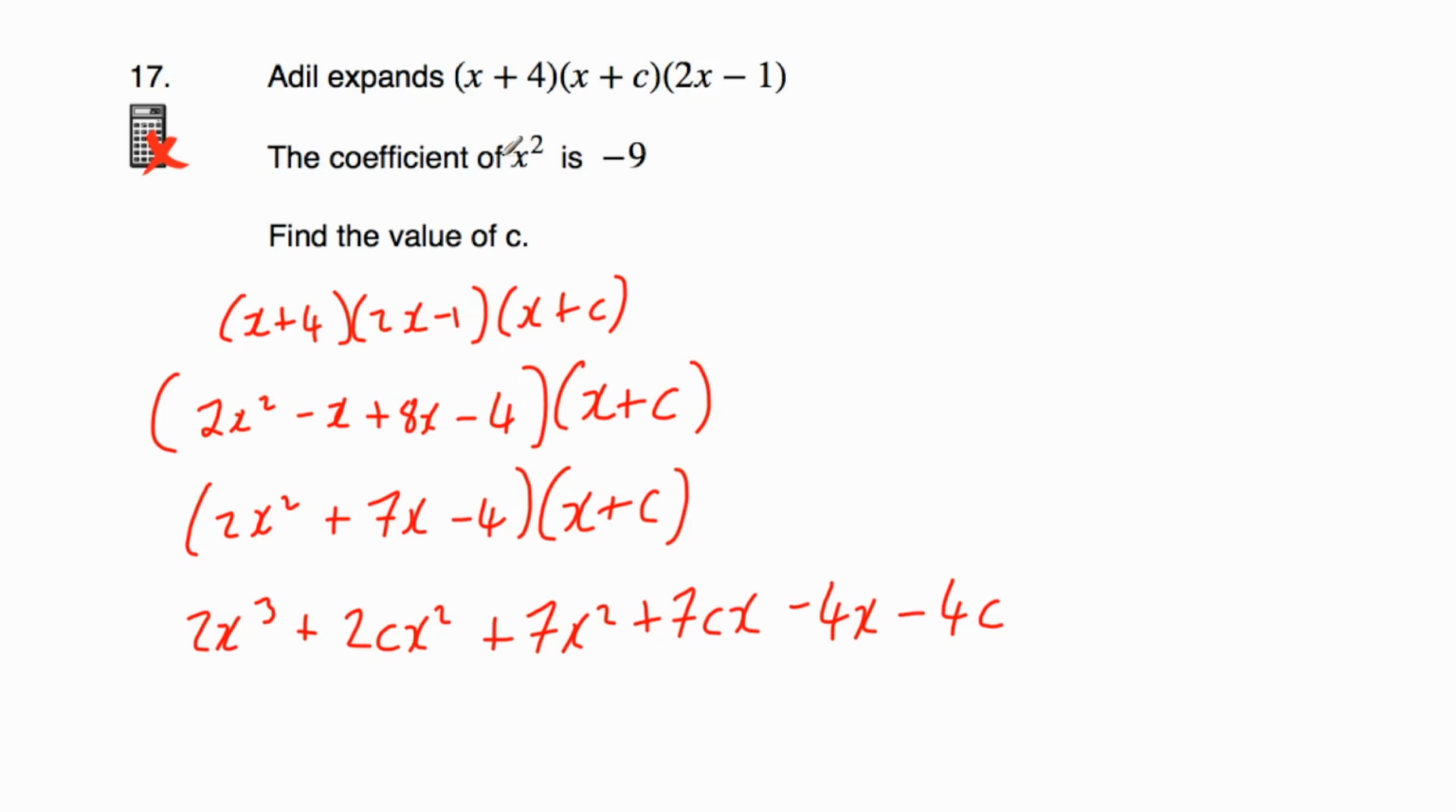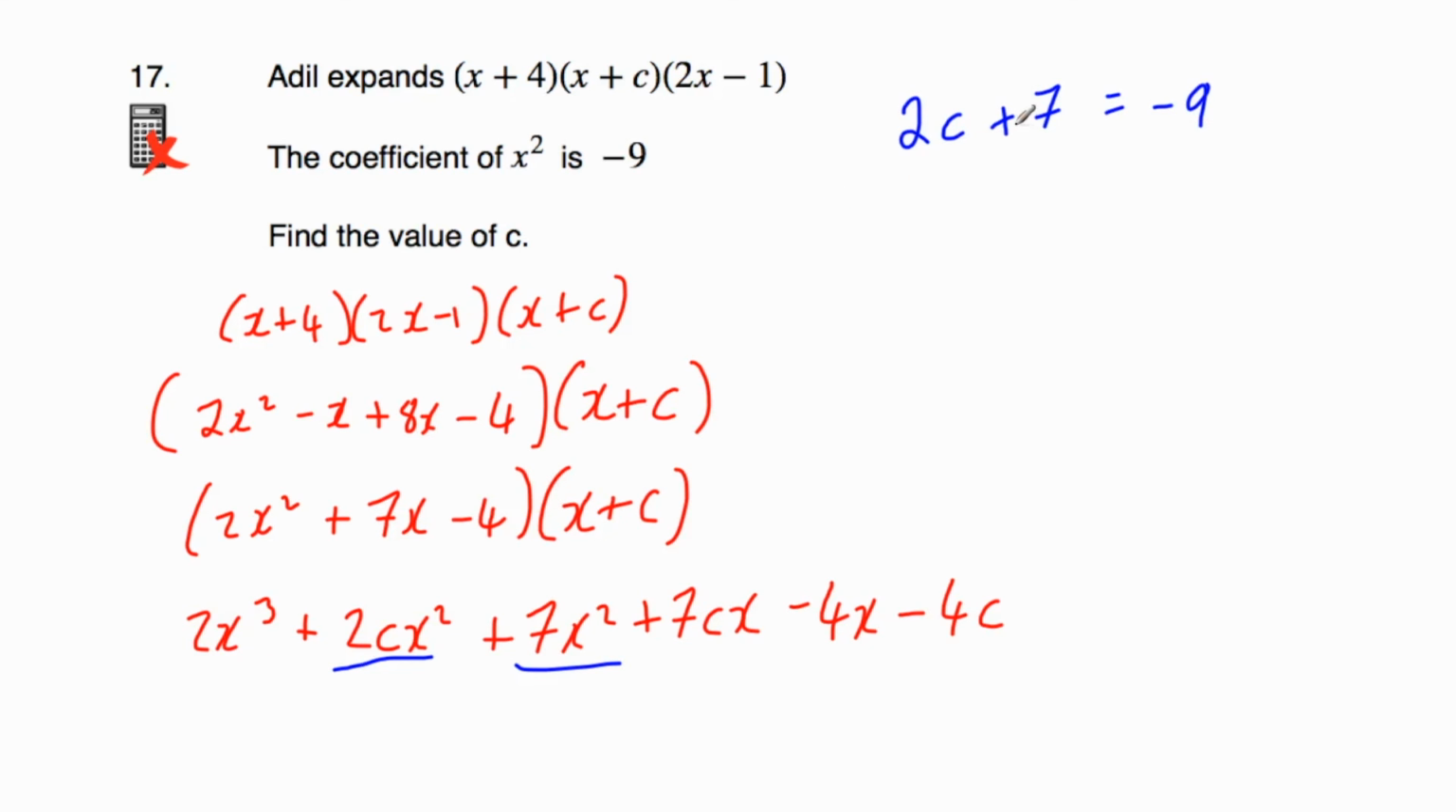So whenever this is expanded, the coefficient of x squared would be equal to negative 9. So let's have a look at the terms involving x squared. So we've got this term and this term. And if we knew the value for c, and we did 2 times whatever c is, and we had that many x squareds, and we added 7x squareds, we know that's going to give us negative 9x squareds. So let's equate our coefficients. That 2c plus 7 would be equal to negative 9.